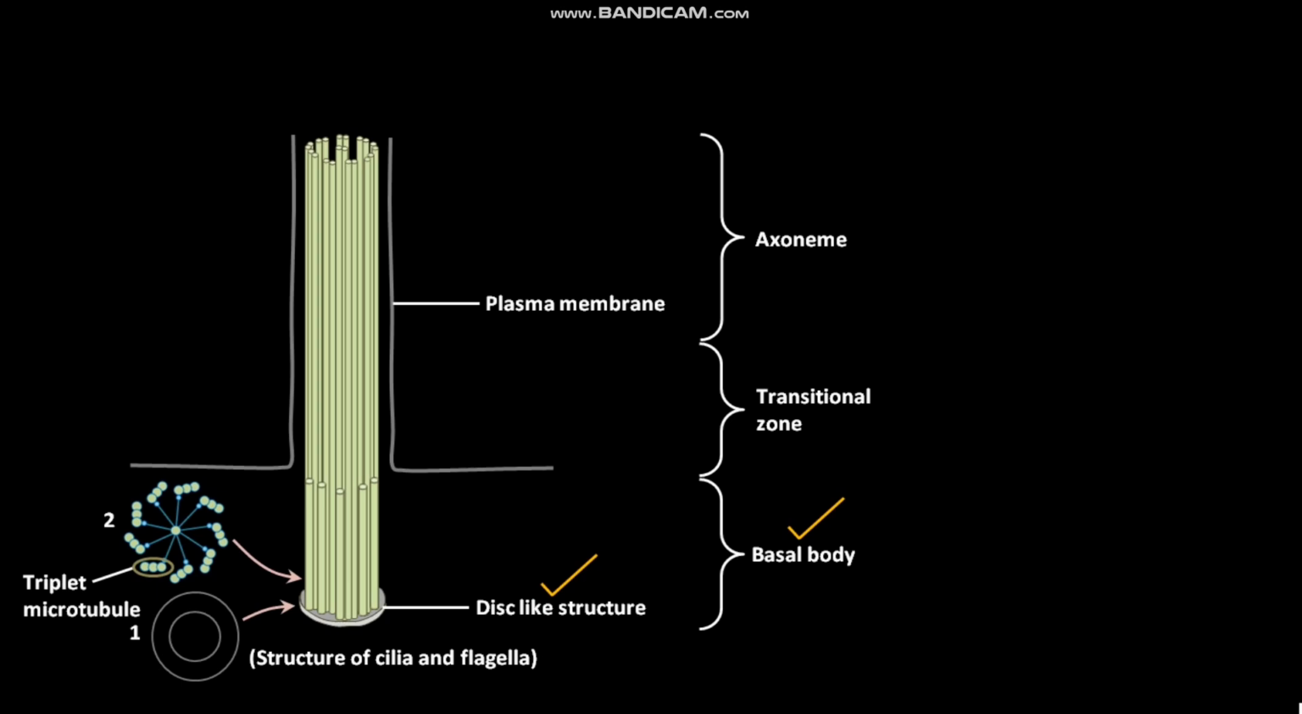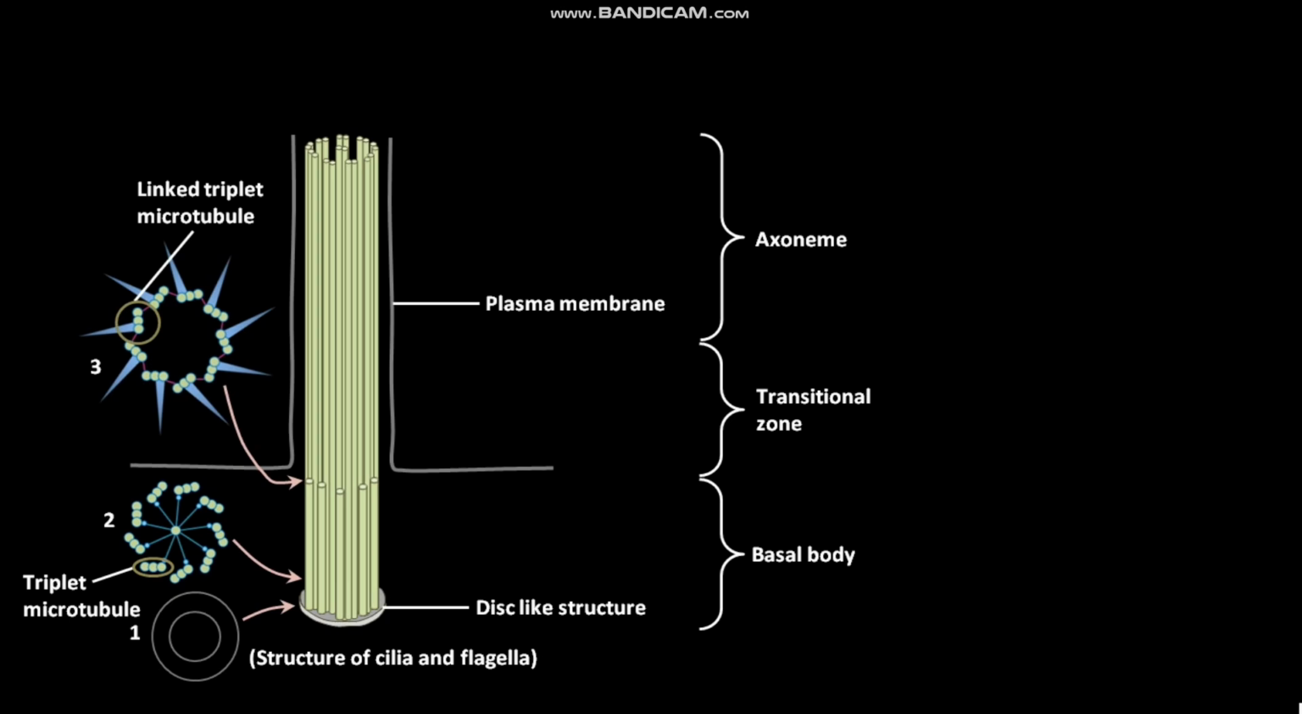The transverse section of this region of basal body generally looks like this. This transverse section consists of 9 linked triplet microtubules. If we take a closer look at any one linked triplet microtubule, then it will look like this. Each linked triplet microtubule consists of A tubule, B tubule, and C tubule.